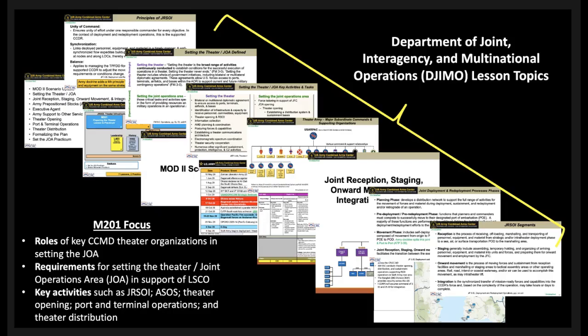During the first part of this lesson, you'll be introduced to the concept of setting the theater along with related topics such as JRSOI. Together, this instruction will better posture you to execute the M201 practical exercise in which you will assume the role of a J5 section planning a concept for setting the JOA.